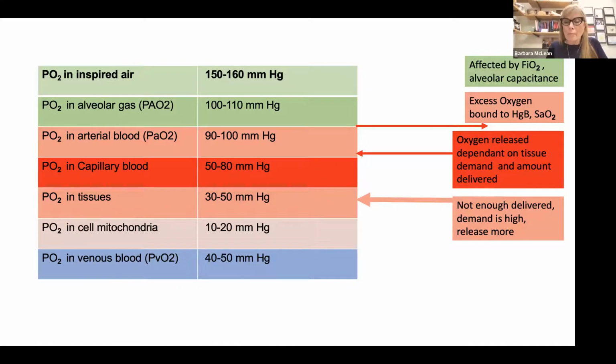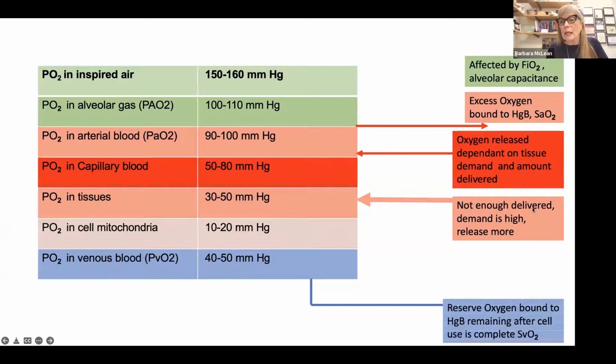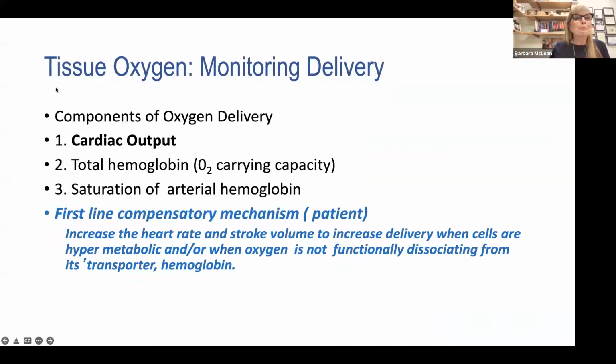So really profoundly and significantly important to remember that the way we evaluate this in general is we look at SvO2 or ScvO2, which tells us how much oxygen remains bound to the hemoglobin after cellular use is complete. The more hypermetabolic the cell, the more oxygen will be consumed, the more the hemoglobin will have to release oxygen for it to be used by the cell. Okay. So that takes us to a really, really, really important concept. And I use this slide a lot.